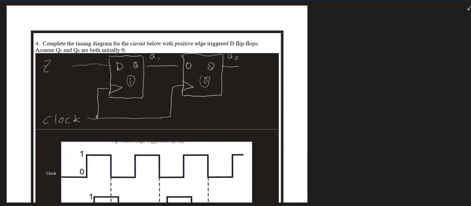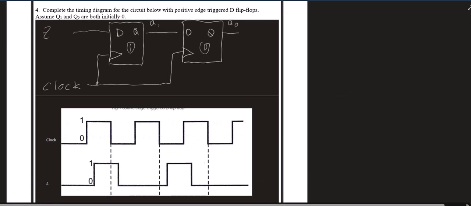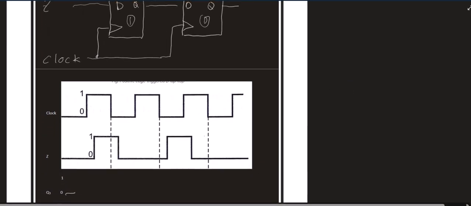Okay, so here we have a signal Z that's going into flip-flop 1, and the output of flip-flop 1, Q1, is the input for flip-flop 0. And going into the clock input for both of them is the clock. I like it when the clock is the clock input. It's not always, which makes things tricky.